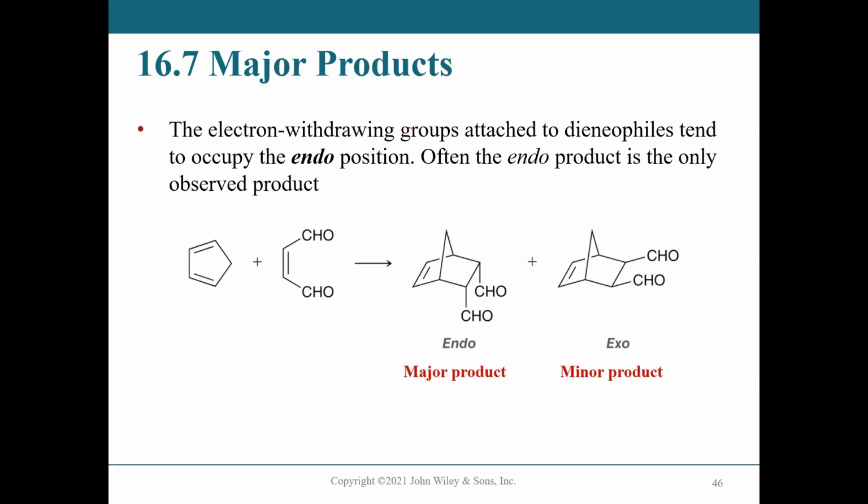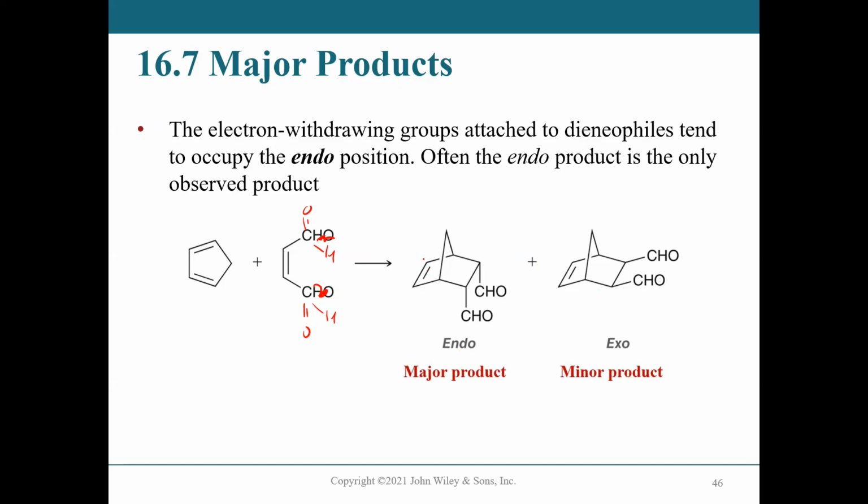So the electron withdrawing group. So here we have some electron withdrawing groups. You know, they should have just drawn it like this for you to see it better. And the endo product is the major product, and the exo product is the minor product, and it's in relationship to the larger bridge.